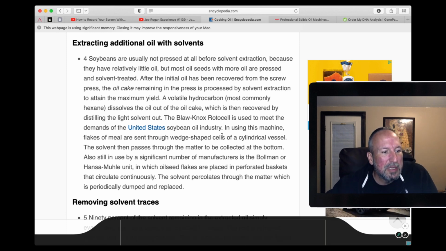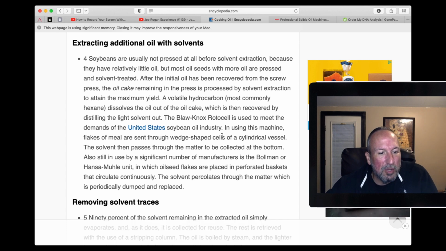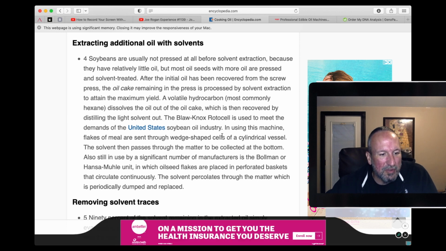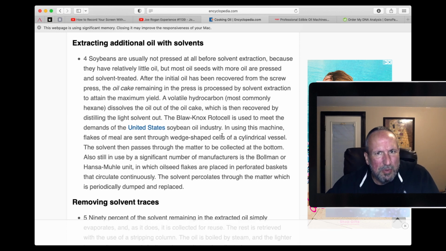Here's what I read. Soybeans are usually not pressed at all before solvent extraction because they have relatively little oil, but most oil seeds with more oil are pressed and solvent treated. After the initial oil has been recovered from the screw press, the oil cake remaining in the press is processed by solvent extraction to attain the maximum yield. A volatile hydrocarbon, most commonly hexane, dissolves the oil out of the oil cake, which is then recovered by distilling the light solvent out. This is the word that threw me off.